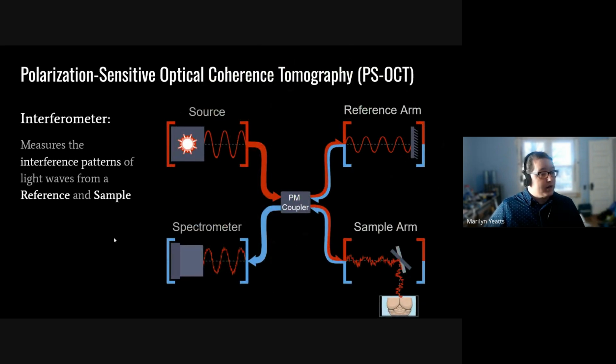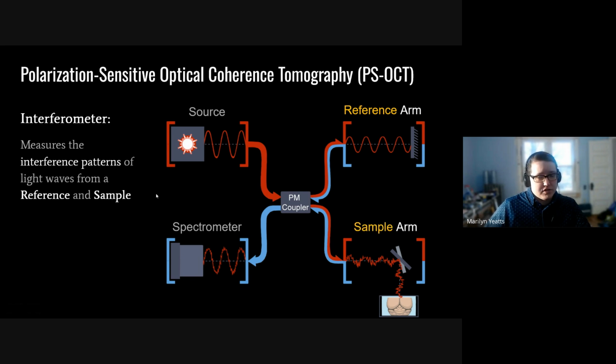First, what is PS-OCT in general? PS-OCT is a type of interferometry. Oh, you can see my mouse. I forget about that. It's a type of interferometry, or an interferometer, which is basically a machine that measures the interference patterns between light waves from the reference and sample arm.